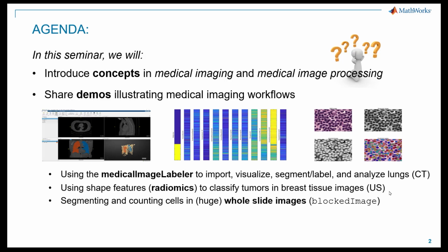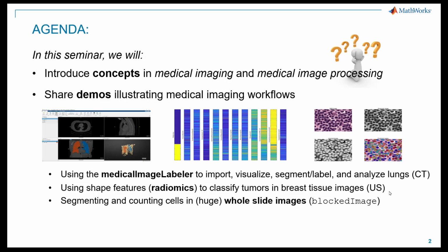And in the third demo, we're going to talk about the idea of blocked images. How do we segment and count cells in huge, for example, whole slide image data sets that may be too big to fit in memory? So this concept of blocked images is going to give us the tools we need to process arbitrarily large data. So we're going to talk a bit about that blocked image workflow.